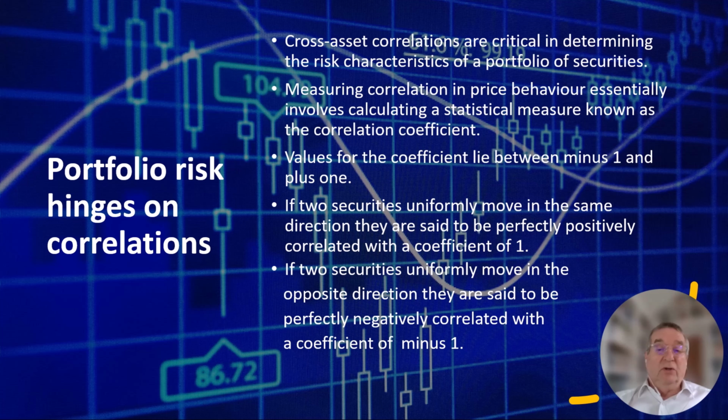If, on the other hand, the securities always uniformly move in the opposite direction to one another, they are said to be perfectly negatively correlated, and that metric, from the correlation coefficient point of view, has a value of -1. Those, of course, are the limits, and when we look at the actual behavior between two securities and measure it, we'll find some value that's in that interval between -1 and +1.